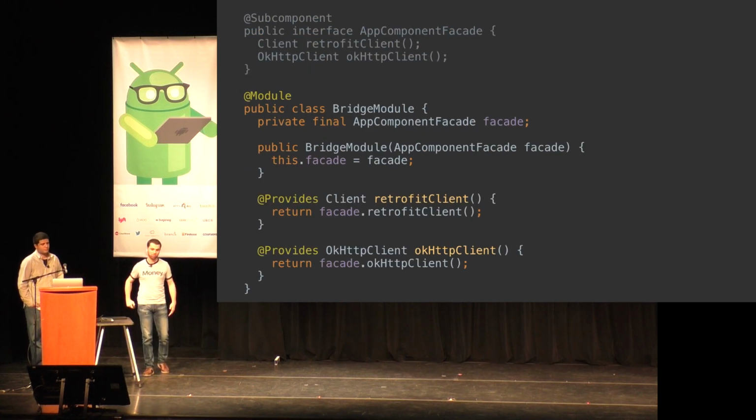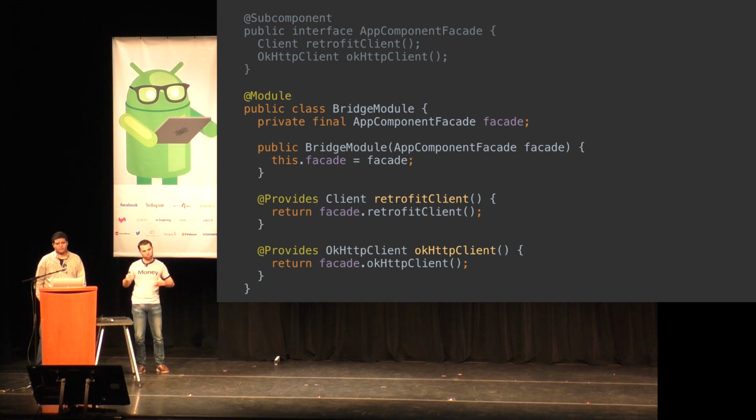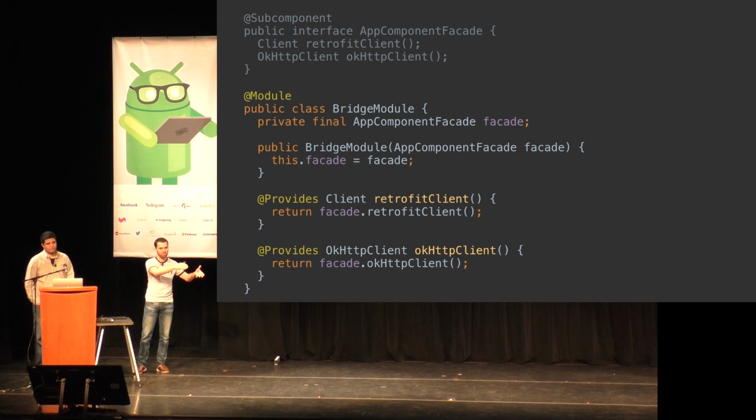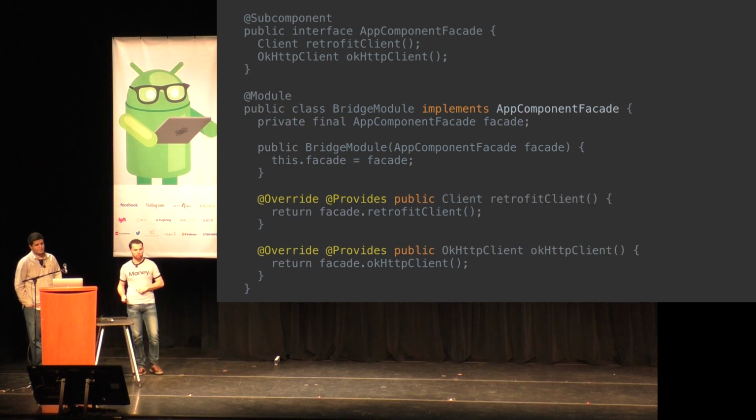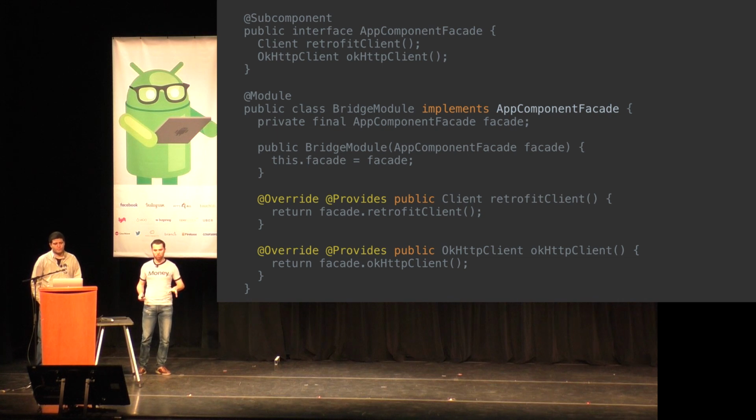And we have a bridge module. And the bridge module is responsible for exposing those bindings that now live in the Dagger 2 world, exposing them back into Dagger 1. So the bridge module is a module that has access to the facade, and then is going to provide those bindings back to Dagger 1. Cool. So we also have the bridge module implement the facade. There's no runtime benefit aside from that. If you add something to the facade and forget to add it to the module, then it's going to not compile. It's going to throw a compile error. So that's a great way to make sure everything is in sync.